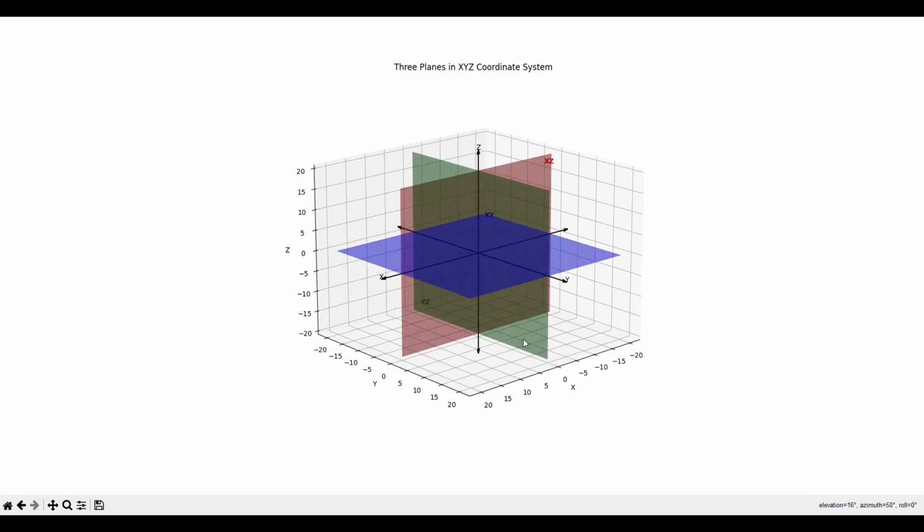Now let's come back to the system of linear equations in standard form, which is ax plus by plus cz equals d.